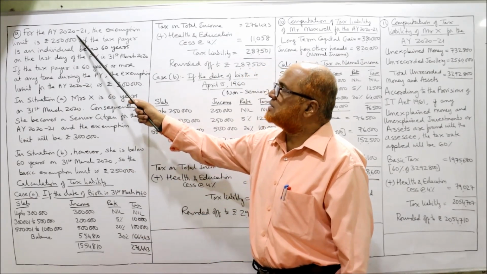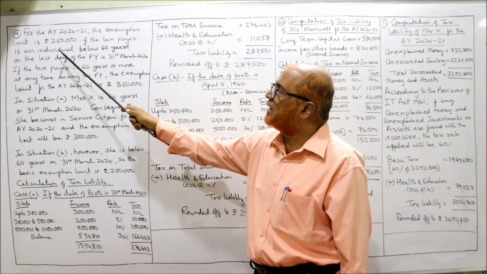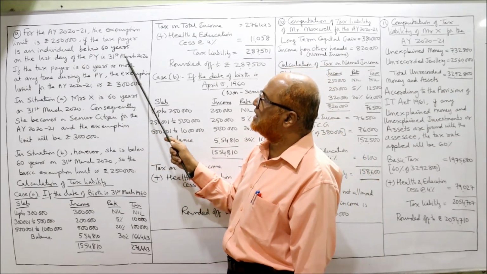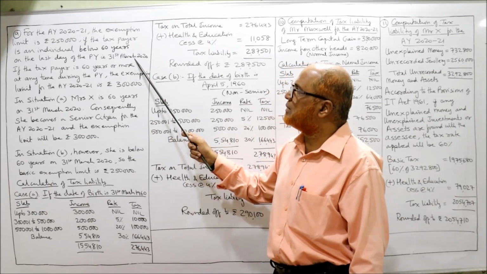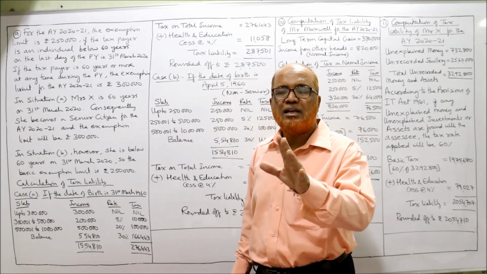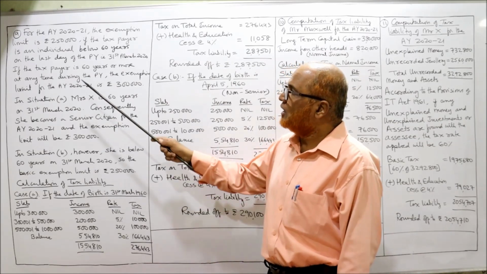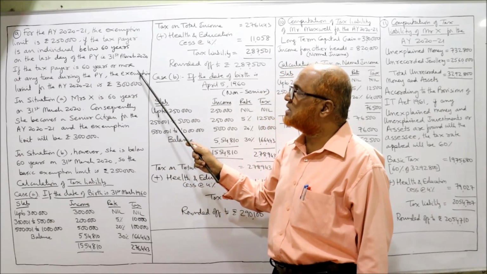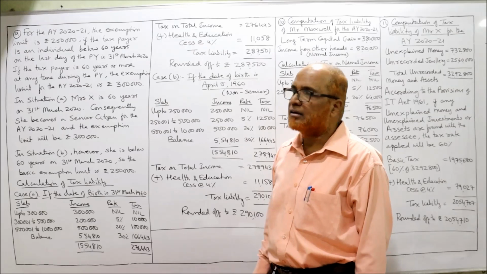So here for the assessment year 2021, the exemption limit is 2,50,000 if the taxpayer is an individual below 60 years on the last day of the previous year, that is 31st March 2020. If she is 60 years, then she will be treated as a senior citizen, 3 lakh rupees basic exemption. If the taxpayer is 60 years or more at any time during the previous year, the exemption limit for the assessment year 2021 is 3 lakh. Now we'll decide.